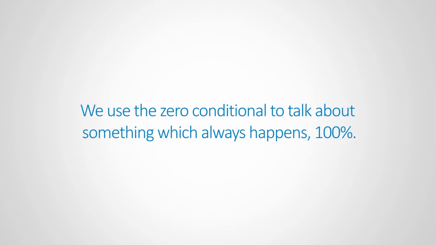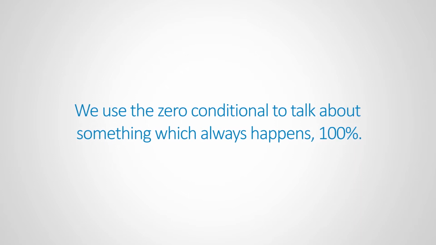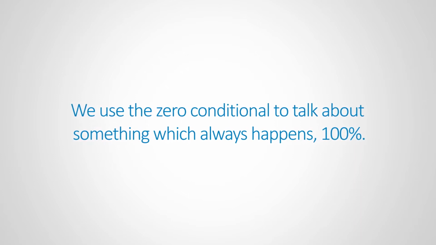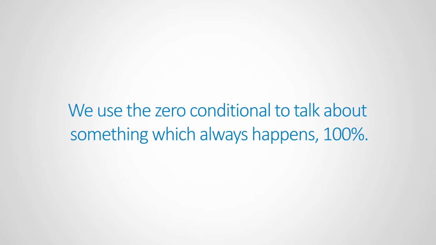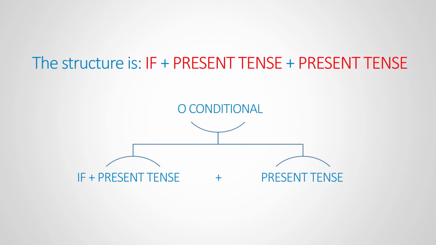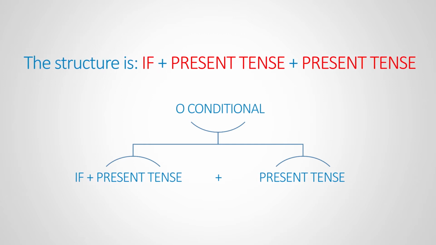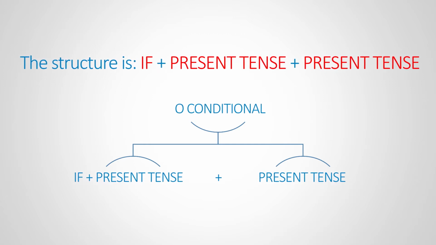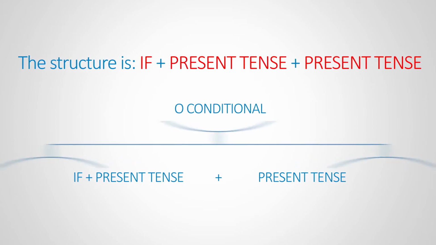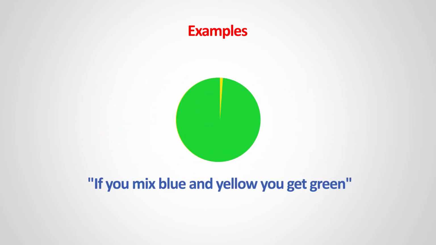We use the zero conditional to talk about something which always happens 100%. The structure is if plus present tense plus present tense. For example, if you mix blue and yellow, you get green.